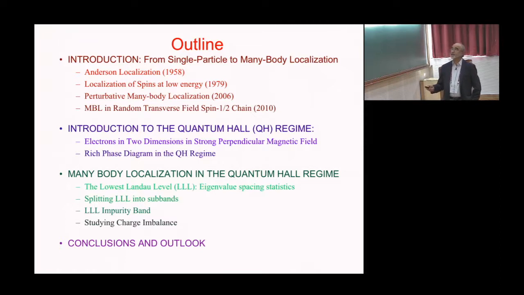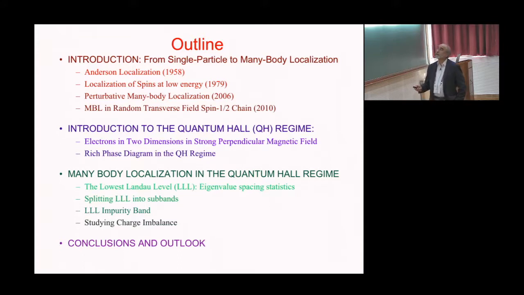The second ingredient of this talk is the quantum Hall platform, which is the platform of two-dimensional electrons in a very large magnetic field, where you see an exquisite phase diagram, which I'll just flash to introduce people to this system. Then we'll come to the main part of the talk, which is basically trying to ask the question whether many-body localization can be studied in the quantum Hall regime.